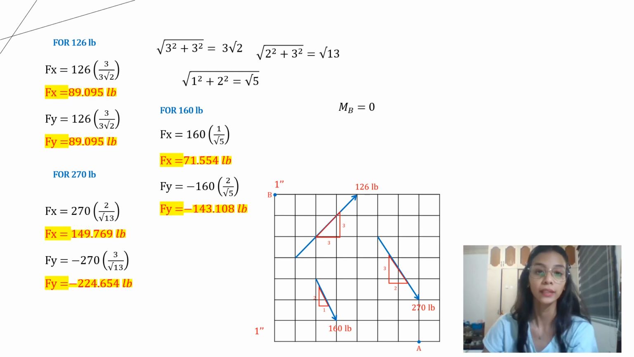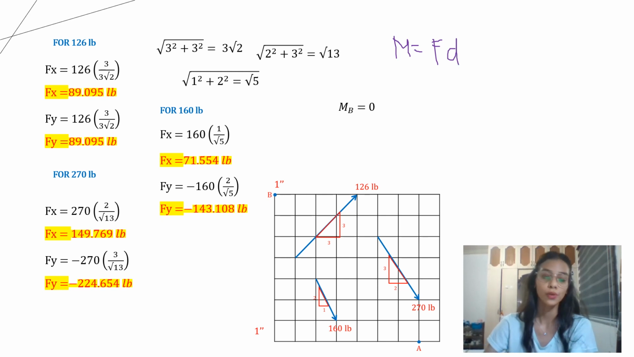So for the moment, we have the formula M is equal to force times distance. In the question, it says we are going to take the moment at point B. You can take the moment either at the arrowhead or at the origin. So for me, I'm going to take the moment at the arrowhead.